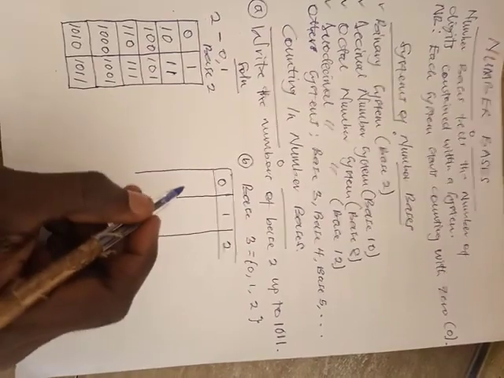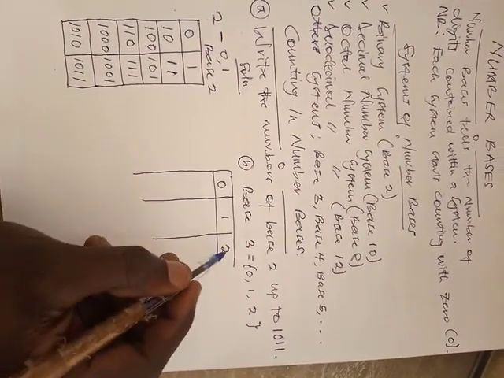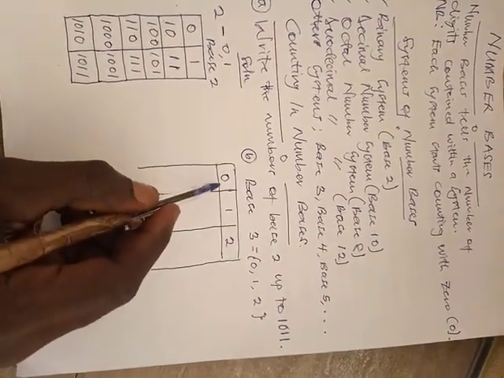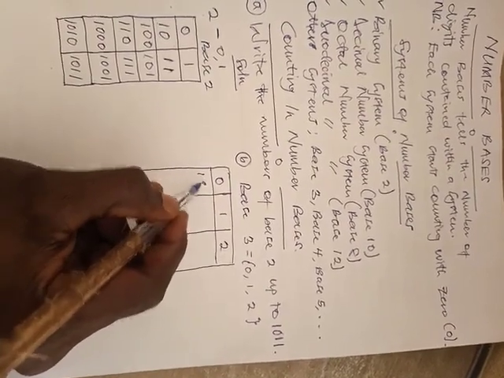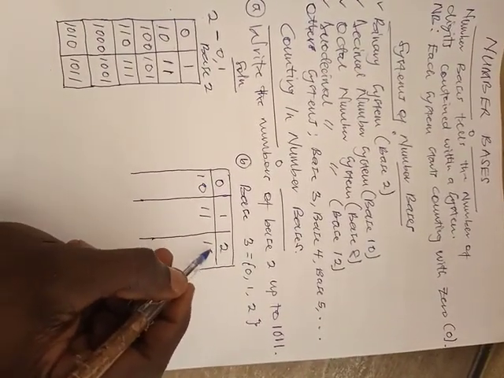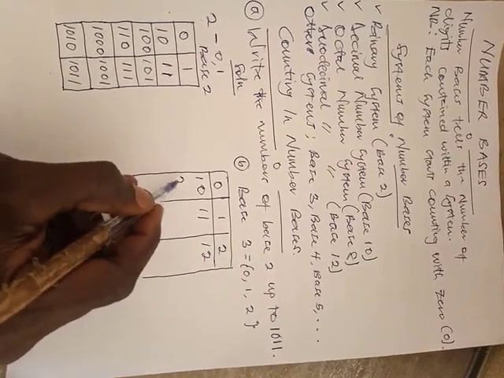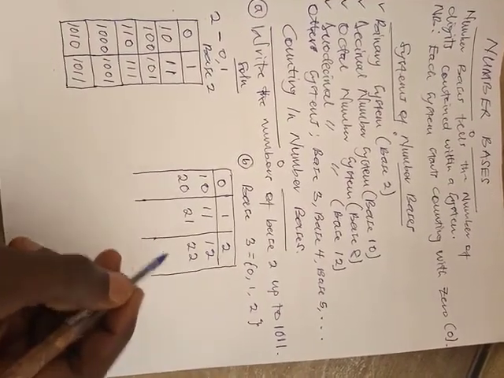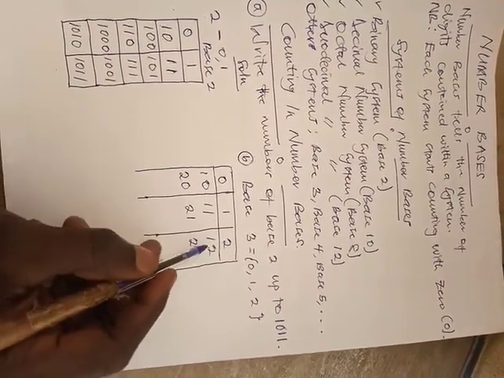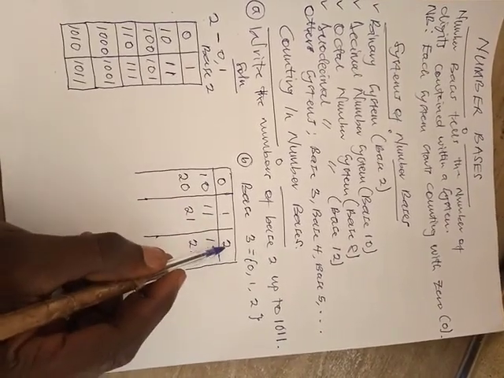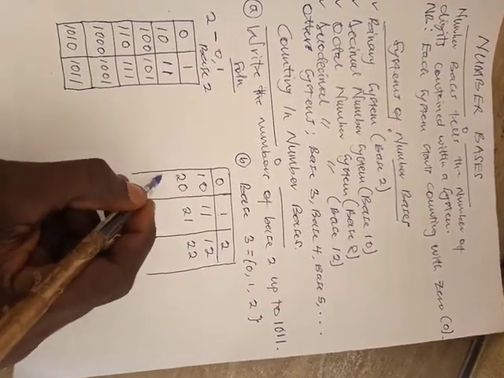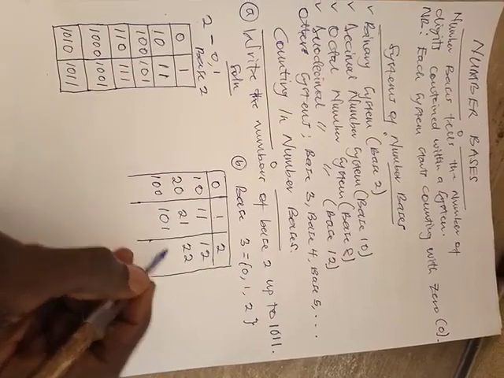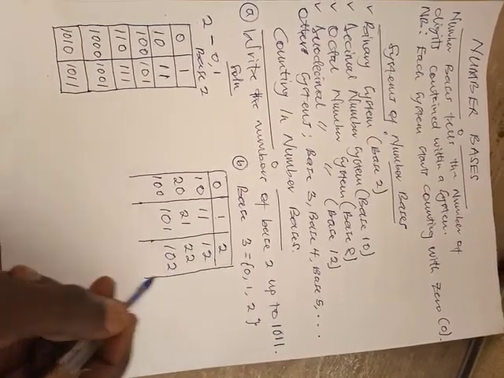Okay, so let's move. 1 will precede 0, 1 precedes itself, 1 precedes 2. Then you go for 2. 2 precedes 0, 2 precedes 1, and 2 precedes 2. So you are done with 1, you are done with 2. Now you go for 10. 10 precedes 0, 10 precedes 1, and 10 precedes 2.